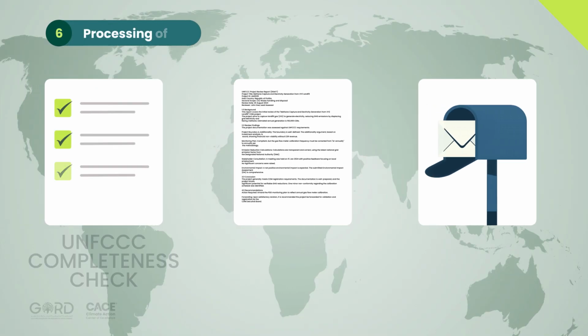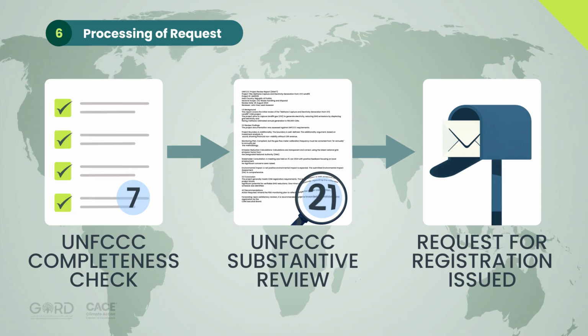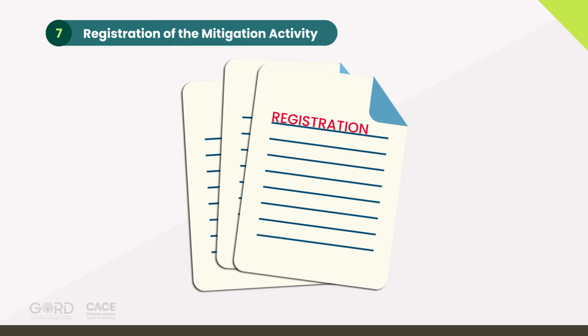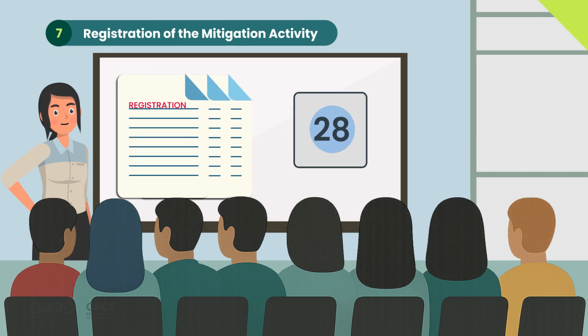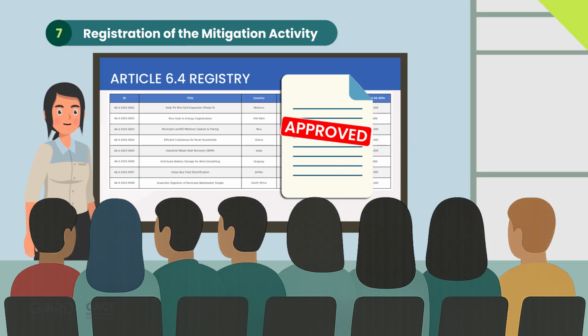Step 6. Processing of request. The UNFCCC conducts a completeness check within 7 days. If successful, it proceeds with a substantive check, which takes up to 21 days. If both are positive, the UNFCCC Secretariat issues a formal request for registration to the supervisory body. Step 7. Registration of the mitigation activity. The supervisory body considers the request and has 28 days to either register or reject the activity. Once approved, the activity becomes officially registered under Article 6.4.